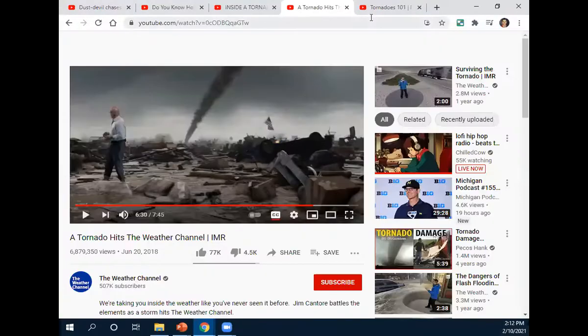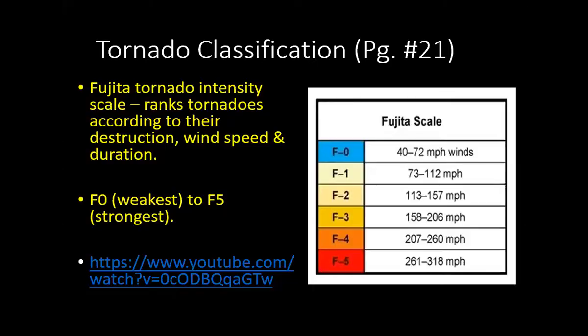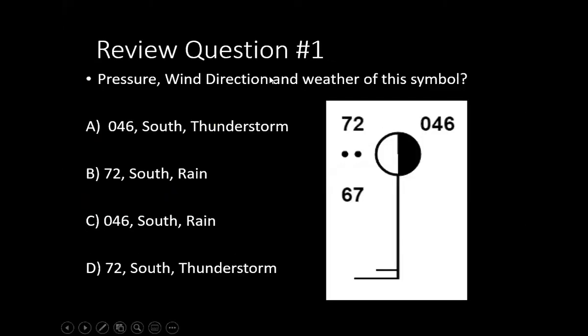All right. Let's do our last question. Okay. Got to know these symbols, right? Go ahead and tell me the pressure, wind direction, and weather of the symbol. Is it A, B, C, or D? Again, know what number is pressure, which way is the line pointing, and what are the symbols on the left telling us about the weather. Please answer in the chat so I know you're with me. This is the last thing of the day. Answer in the chat, A, B, C, or D.